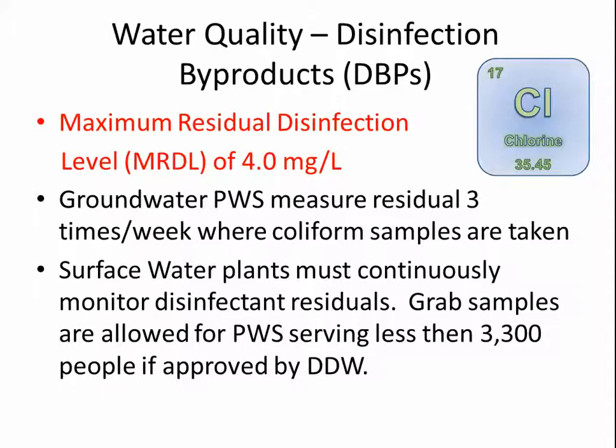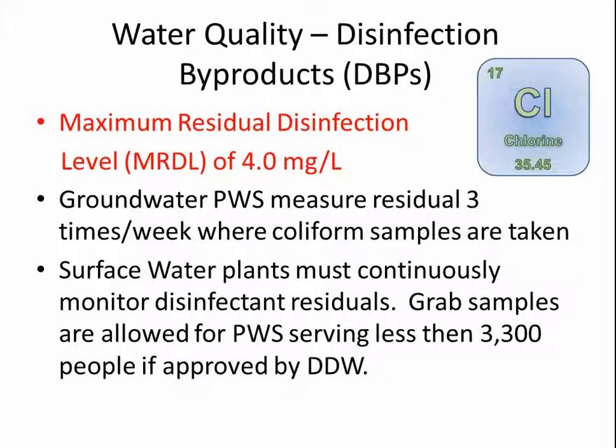So remember when we were talking about the surface water treatment rule and we were talking about chlorine residual, that the residual could not go under 0.2 milligrams per liter. We also have a maximum. So it should not go under 0.2 milligrams per liter for chlorine residual, but there's a maximum, and that maximum residual disinfection level is 4.0 milligrams per liter, which is the same as parts per million.